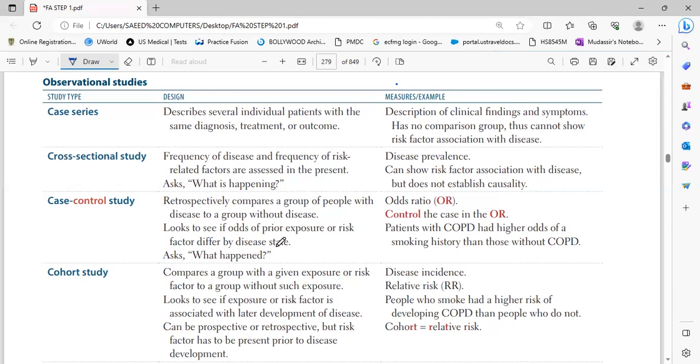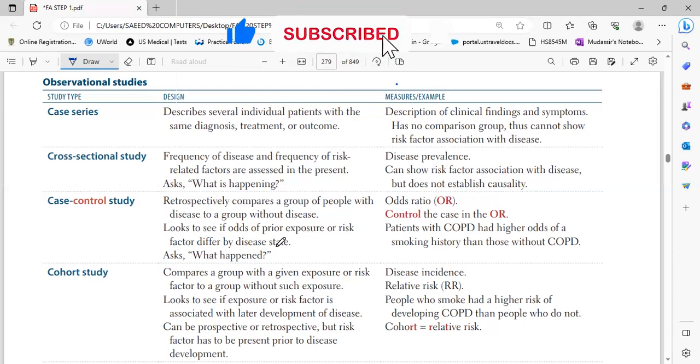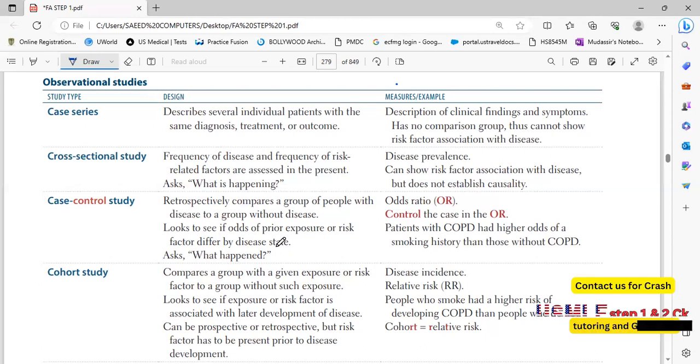It can show risk factors associated with disease, but does not establish causality. Here I have told you that 50% of the population smoke, and 25% have lung cancer. Here I have told you a risk factor like smoking is associated with lung cancer, but I have not established causality. So that is a cross-sectional study.